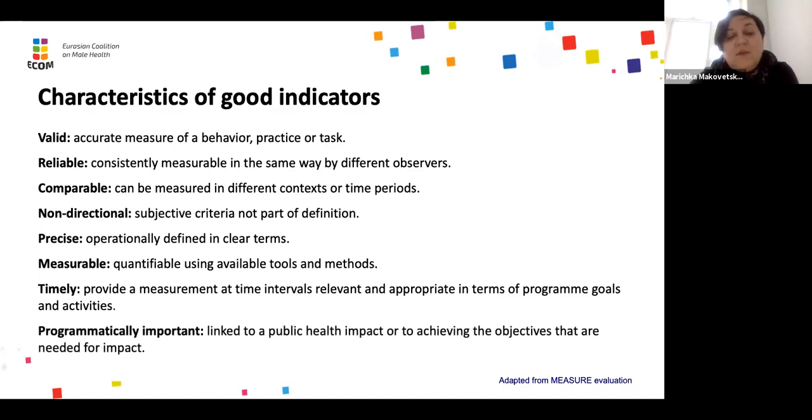Then programmatically important. Your indicator should be linked to a public health impact or to achieving an objective that is needed for impact. So you cannot put in any additional indicators that are not in your program, where your activities will not lead to achieving the goal of your indicator. So you should always think about whether this indicator is relevant to you or not.